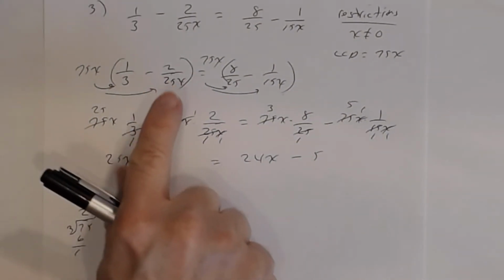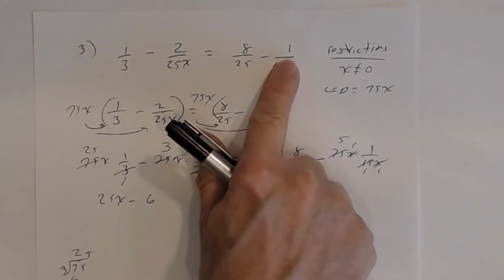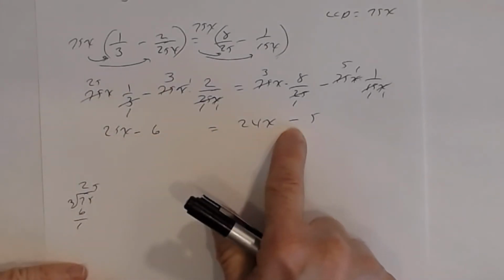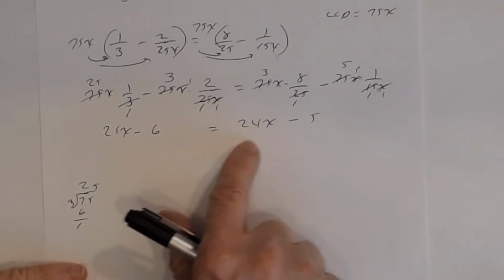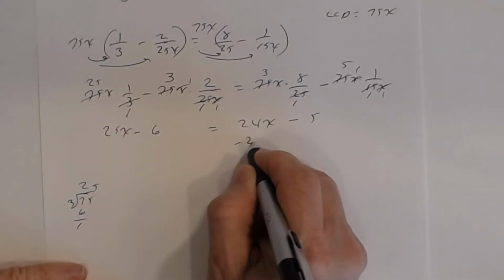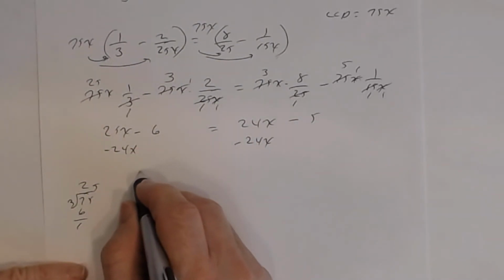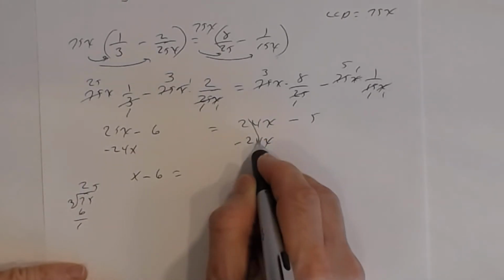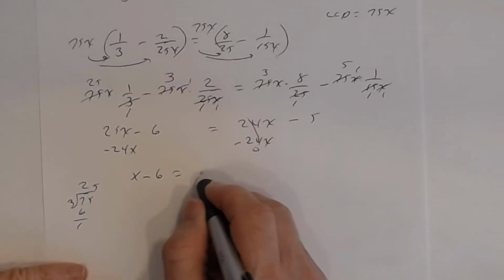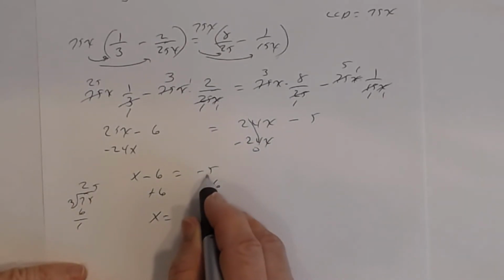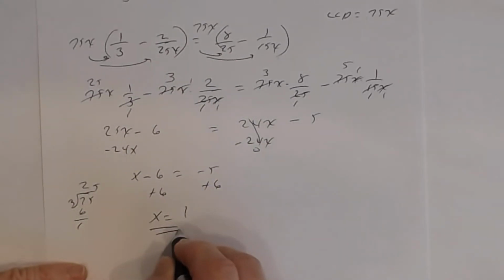Now notice I went from a rational equation that had variables in the denominator to a linear equation. So now I'm going to bring all the variables to one side. 25x minus 24x is x. I get x minus 6 equal, let's combine like terms, 0 minus 5, you're left with negative 5. Adding 6 to both sides, I get x to be negative 5 plus 6, which is 1.